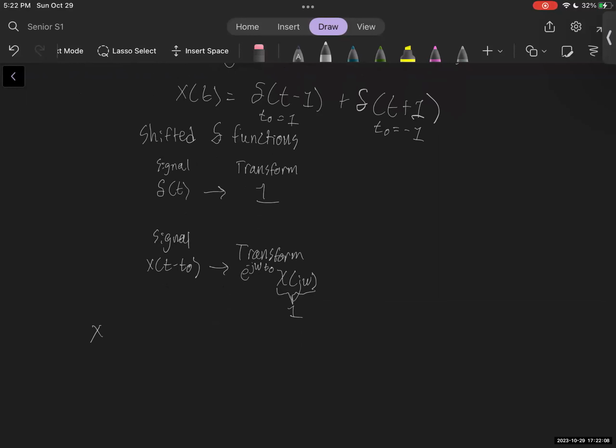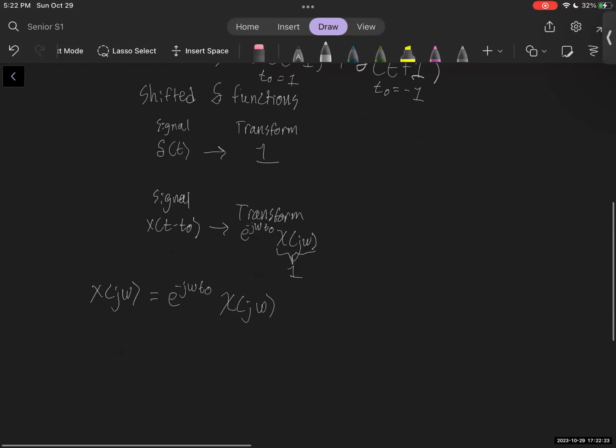So we can combine these two properties to get X of j omega is equal to e to the minus j omega t naught times X of j omega, which is going to give us X of j omega is equal to e to the minus j omega times 1 plus e to the j omega times 1.